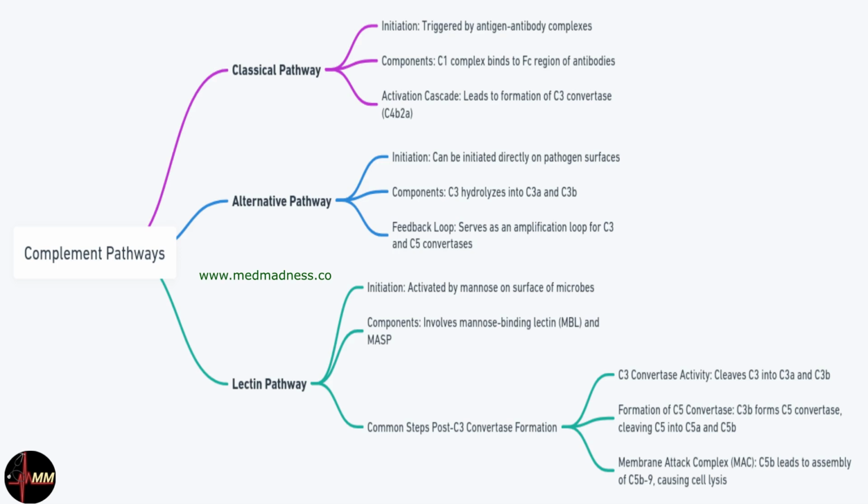Alternative pathway. This can be activated directly on microbial surfaces and doesn't require antibodies. It begins when C3 spontaneously hydrolyzes, with C3b binding directly to pathogen surfaces. This pathway serves as an amplification loop for all pathways.